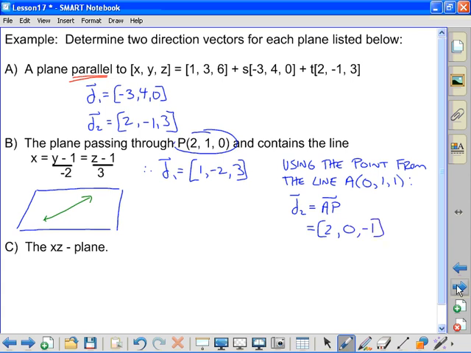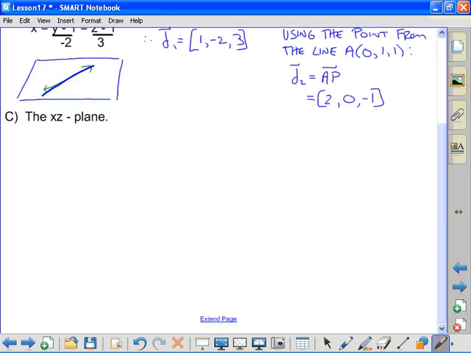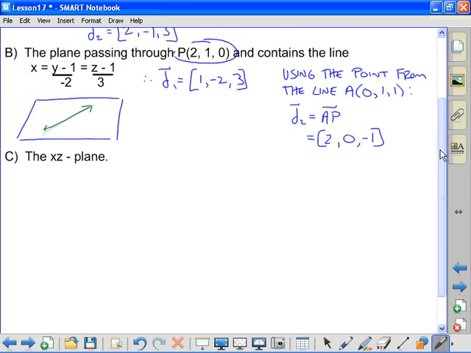Okay, that line, the green line there, it was on the plane. It's going to be part of our new plane, so any point in that plane is actually something I could use, so I don't have to use the reference point. It's just the easiest. Now the XZ plane.